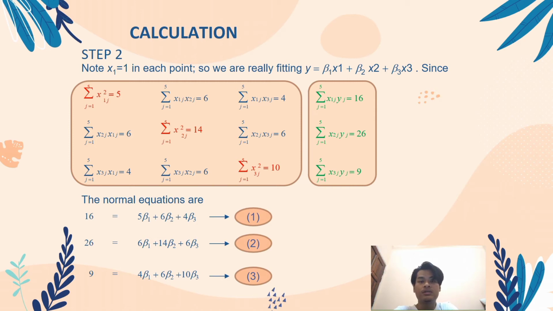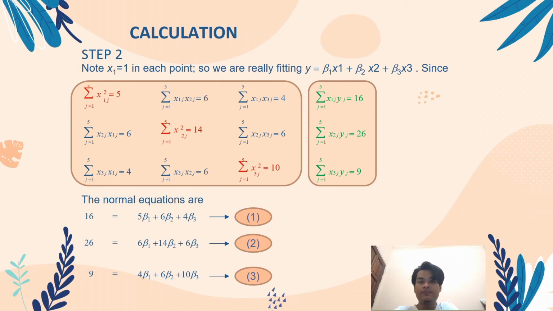The third equation is summation of x3 times x1 plus summation of x3 times x2 plus summation of x3 power of 2 equal to summation of x3 times y. In this equation, we have to make sure that for the first equation, the main variable is x1. Therefore, the position of x1 power of 2 must be in the first.